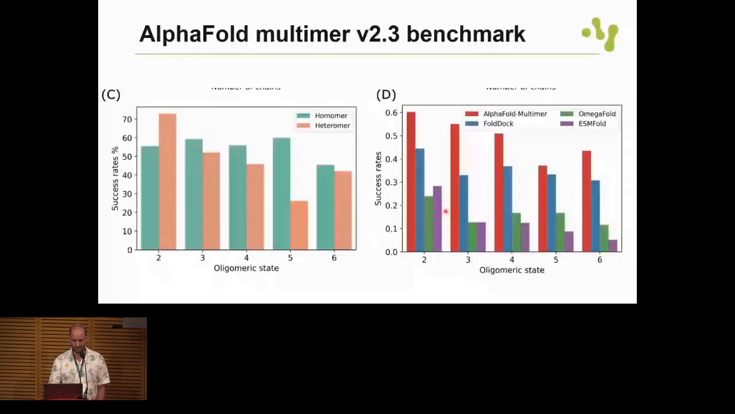So here's the success rate, down to like 40% more or less for hexamers. For pentamers, for some reason, the heteromers are harder because they're not symmetric, they're less symmetrical ones.